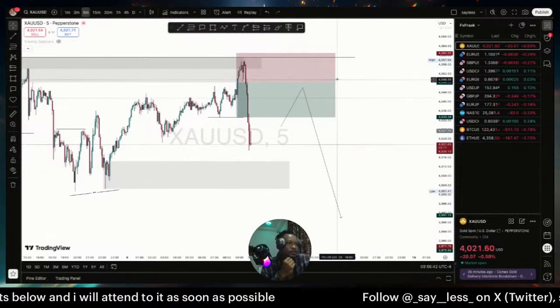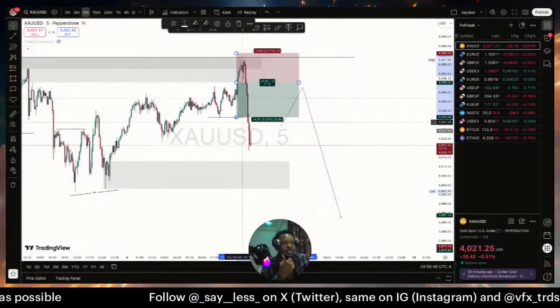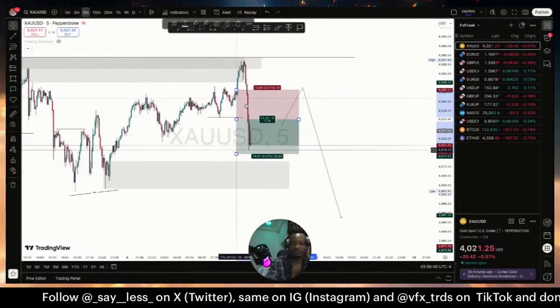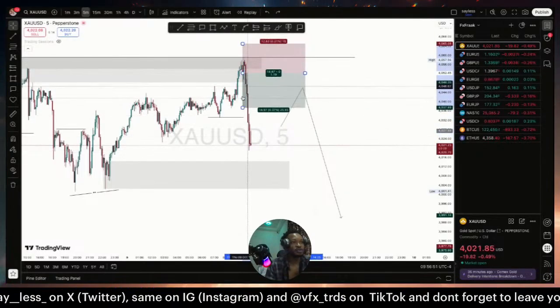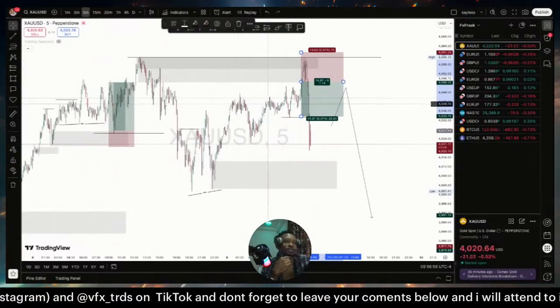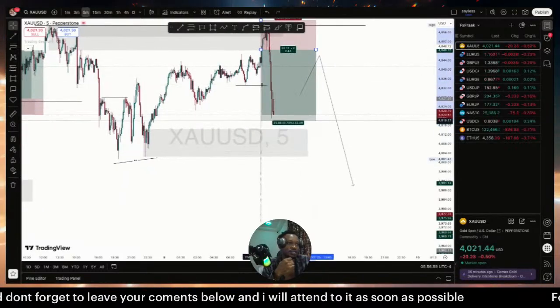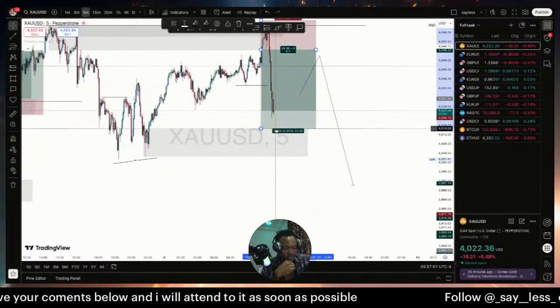Well, good one for you there. If you caught it, I believe this is where you entered and you suffered a lot of drawdown, but now it is back in profit, which is good. Everybody wants to see that, but personally, I don't see a confirmation for an entry for gold based on this analysis. So how did you catch it?